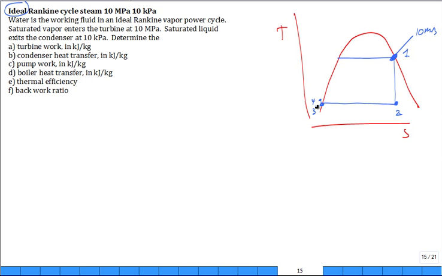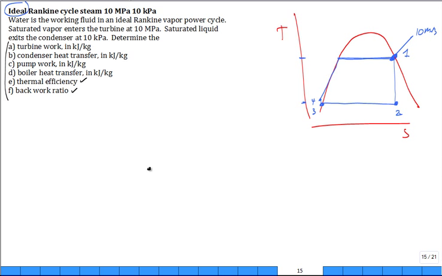The distance between three and four is a gross exaggeration. But if it's reversible, what is the change in S? It's straight above, but an insignificant change in temperature. But then you go four all the way across. So four to one, the boiler starts at low temperature and goes all the way out at Tsat at that 10 megapascal, right? Same type of questions right here: the turbine, the condenser, the pump, the boiler, the thermal efficiency, the back work ratio.